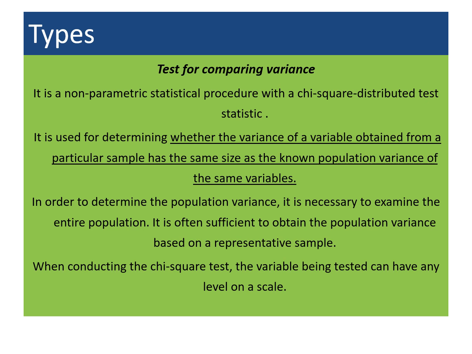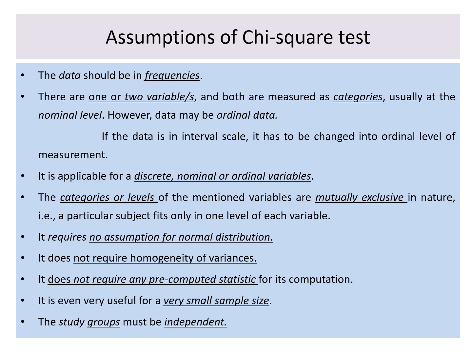When conducting the chi-square test, the variable being tested can have any level on a scale. But here also few points need to be more clear for your understanding, and we will go with this part in my next videos. Here are some assumptions which we need to fulfill for chi-square test. Now see, for computing every statistics, we need to fulfill the assumptions. If the assumptions are not fulfilled, we cannot go for that particular statistics. That is what we need to remember.